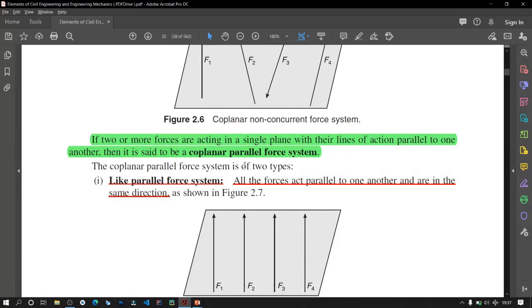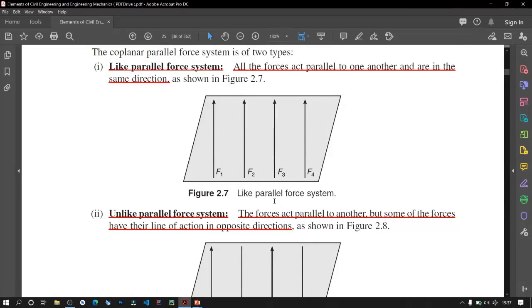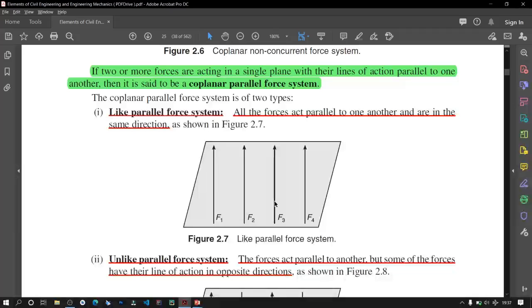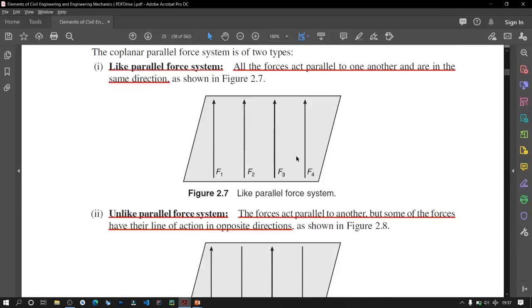And parallel force system. You should understand that the lines of action of the forces are parallel. The book has given an extra type, but it's not in the course. So just write this and draw any two diagrams.